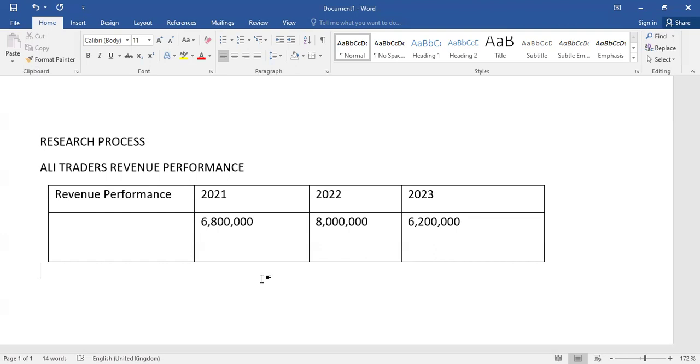Now, in this scenario, we have derived our research problem through experience. We are seeing our revenue reduction. So we need to do a study to identify the root cause of this problem, whereby our revenue has decreased from 8 million to 6.2, which is a significant decrease. Now, let's ask ourselves, what can be the causes of this reduction?